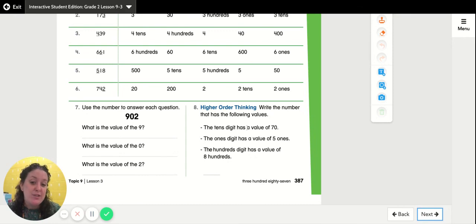Number 8 is a puzzle. You write the number that matches all of these rules. The tens digit has a value of 70. So if the tens digit has a value of 70, think in your head, what must the tens digit be? The ones digit has a value of 5 ones. Okay, so you've got your tens place, you have your ones place. The hundreds digit has a value of 8 hundreds. So you have to figure out what that number is and write it here. It may be helpful to draw a place value chart.